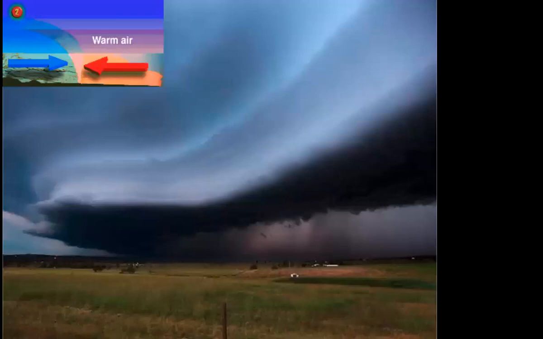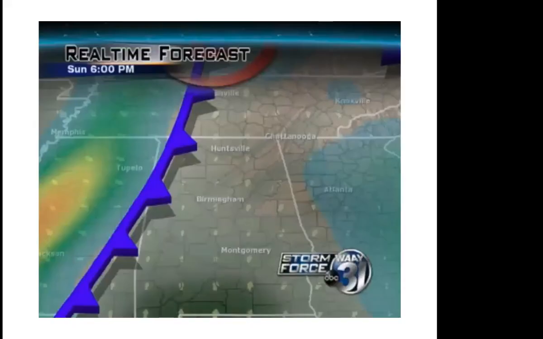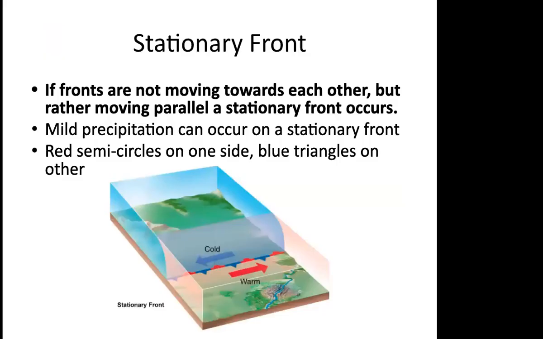So this is what happens in a cold front. The cold easily takes over the warm. So blue triangles, that is our cold front. All right, next is a stationary front.